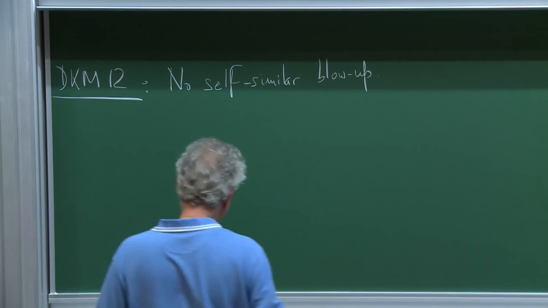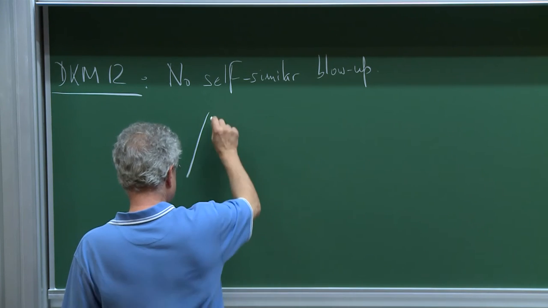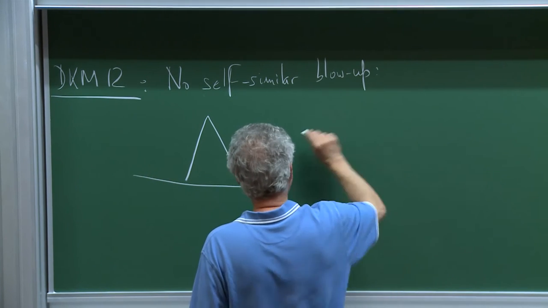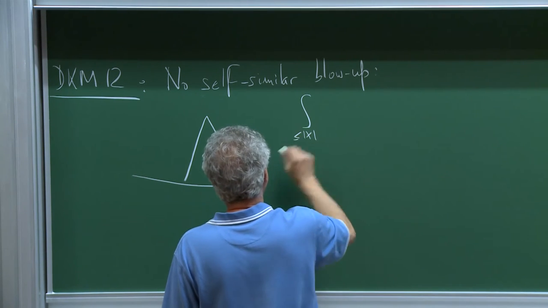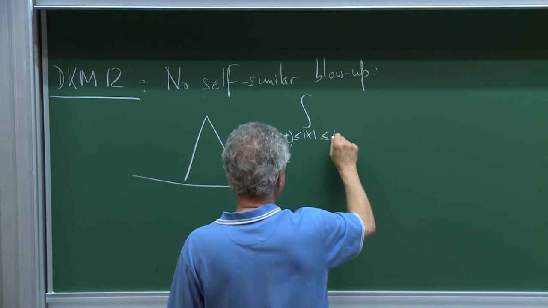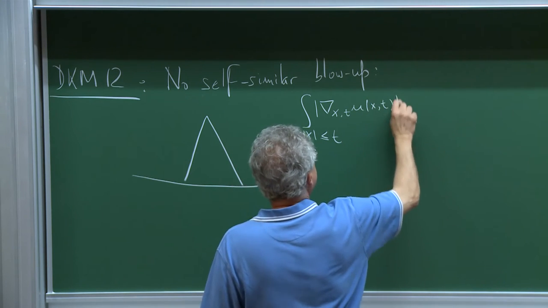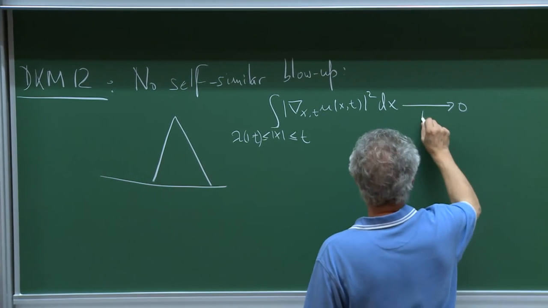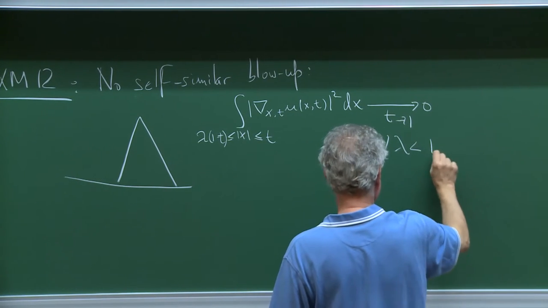In these problems, it's always fundamental to understand self-similar behavior. So for instance, in the finite time blow-up case, that means that the integral for x bigger than lambda times (1 minus t) of |grad_{x,t} u(x,t)|^2 dx always tends to 0 with t as t tends to 1 for all lambda less than 1.